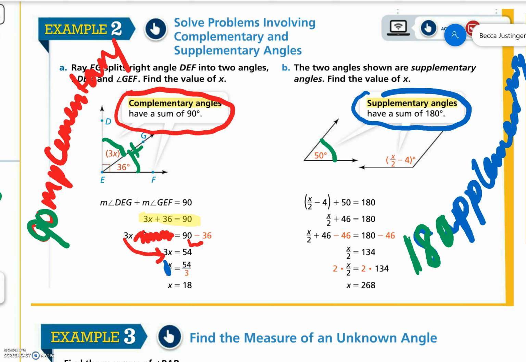So adding 50 plus x divided by 2 minus 4 is equal to 180. First, they combine like terms. Negative 4 plus 50 gives us positive 46. Solving for x, we got to get rid of the 46 first. So opposite of adding 46 is subtracting. Cancels out on the left. Bring down the x divided by 2. 180 minus 46 gives us 134. Then instead of dividing by 2, the inverse is to multiply by 2. So it cancels out on the left, and we get x equals 268.